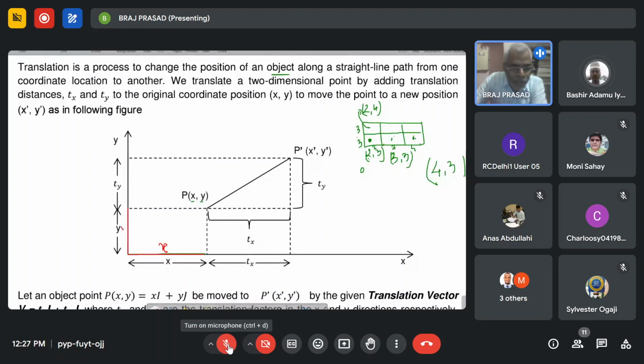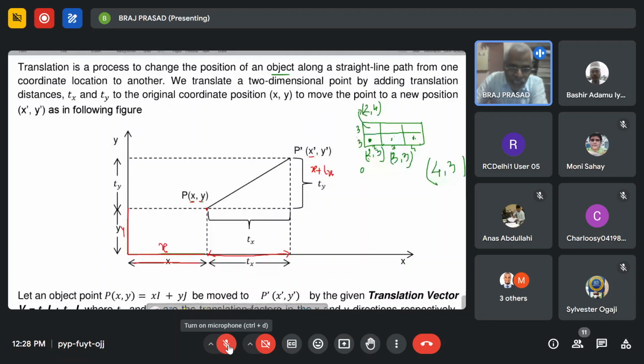This is our x and this is our y. So the coordinate of this point p is (x, y). And if we translate this point to p dash, then we add tx. This is our extension. So I have added tx units in the x direction. So the new coordinate x dash becomes x plus tx. I think you can understand this.